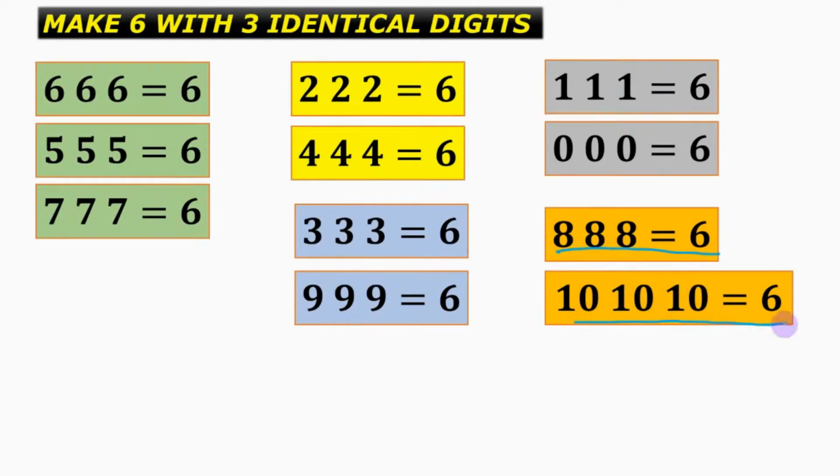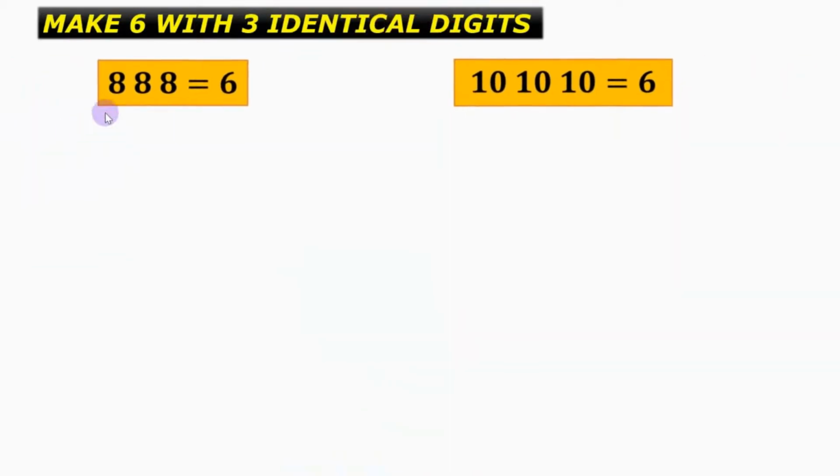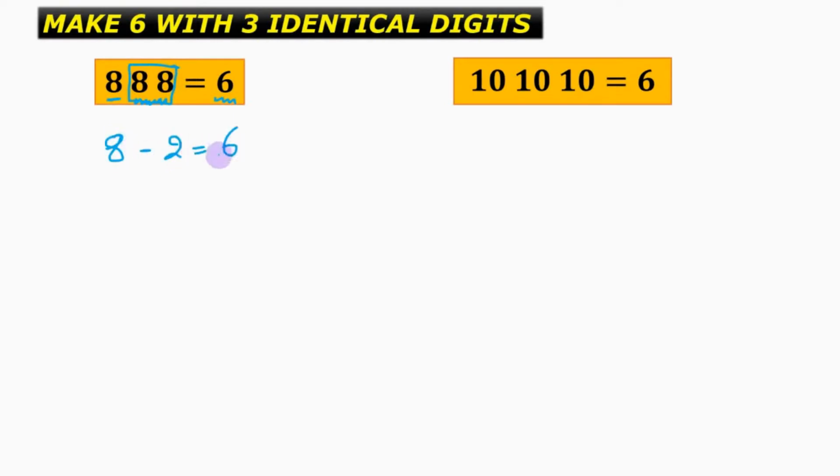Okay. Now moving further, we have last two questions, that is 8, 8, 8 equal to 6 and 10, 10, 10 is equal to 6. Okay. And now there are again more than one method by which these questions can be solved. Now the first method, we need to observe that 8 minus 2 is equal to 6. So if I can make a 2 using these two quantities, that is these two 8s, then my question will be solved. So I can write it as 8 minus 2 is equal to 6.